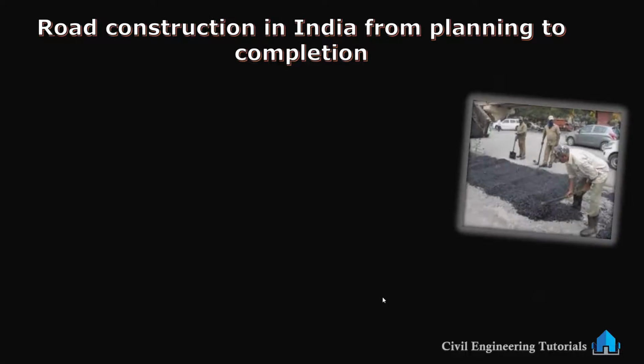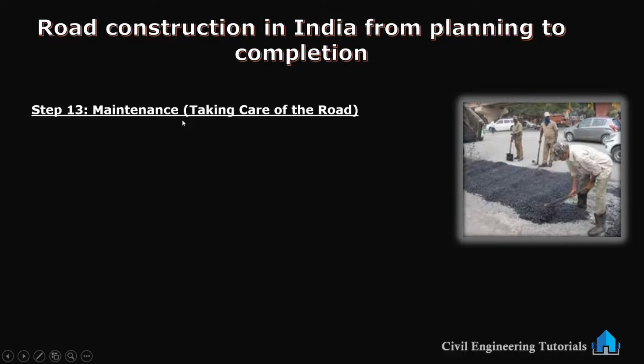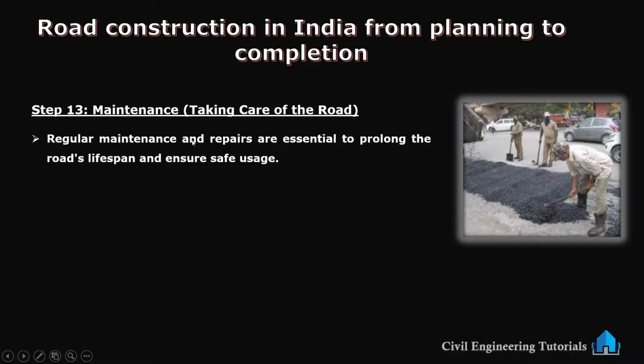Next, step number 13, maintenance, taking care of the road. Regular maintenance and repairs are essential to prolong the road's lifespan and ensure safe usage. Imagine having a favorite toy that you want to play with every day. To keep it in good condition, you take care of it, clean it, and fix any small damages. Similarly, the road needs regular maintenance like fixing cracks and potholes to keep it safe and usable for a long time.